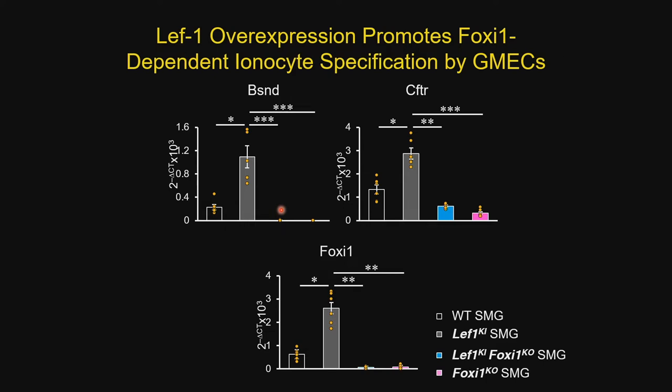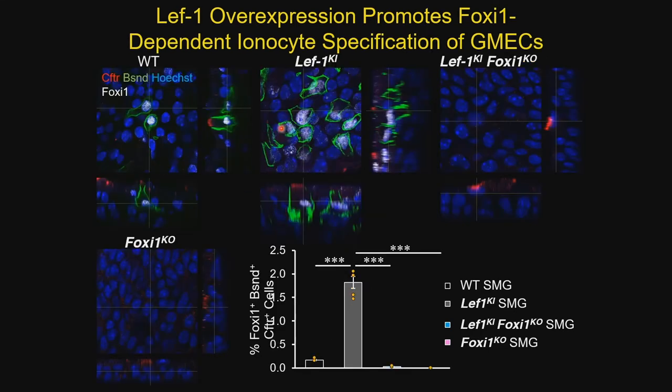All right. So what about ionocyte differentiation? We wanted to make sure that this is the case at the protein level. So we did staining for the three markers this time, CFTR, BSND, and FOXI1 in white. And interestingly, the same results are repeated. With LEF1 overexpression, we can see a significant increase in the triple positive cells that have BSND, FOXI1, and CFTR as well. And this increase actually goes away with FOXI1 knockout.